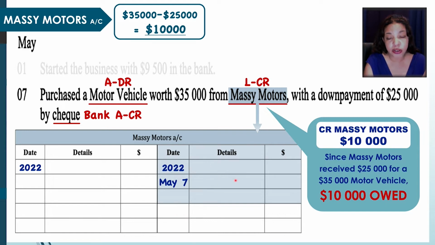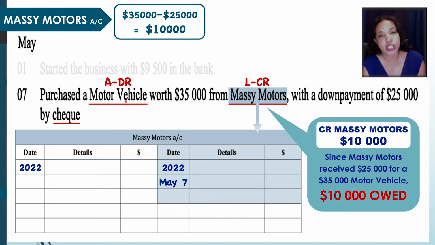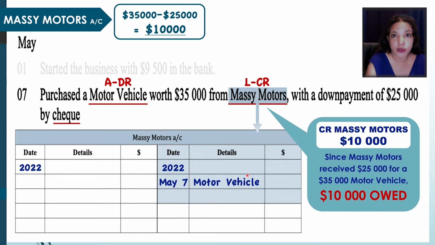So we are on the credit side, which account therefore was debited? It was not bank account, so it would not be bank. So you ignore bank, because bank is supposed to be credited just like Massy Motors, but you want the account that the opposite was done to, which is debit. And we will see here, remember, if you take your notes, you will see it. That would be motor vehicles. So your detail is going to be motor vehicles.